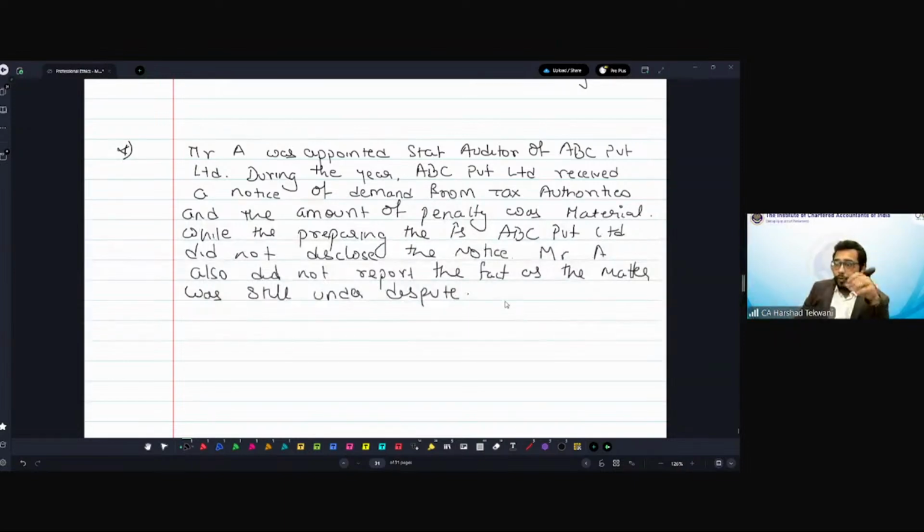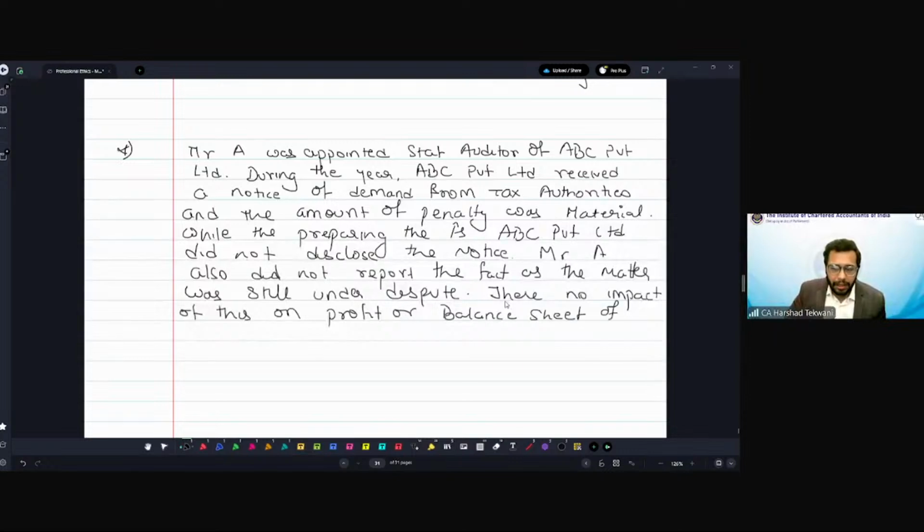It is not related to the financial statement. There is no liability on the financial statement, no amount impact on the financial statement. So I'll just specify here, there is no impact of this on profit or balance sheet of the entity. Pure disclosure part, pure disclosure. No impact on profit, no impact on balance sheet, only impact on disclosure, which was not disclosed.